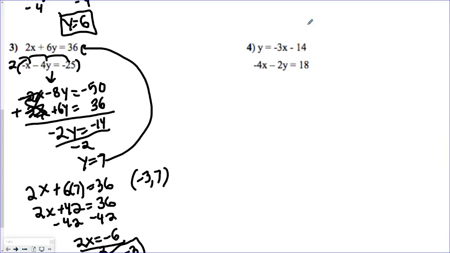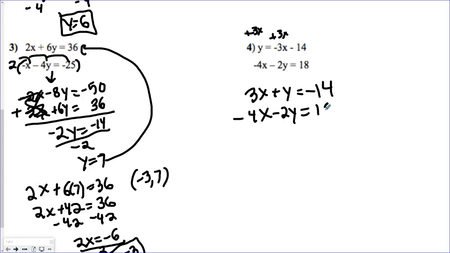Number 4, again, same way. This is not in standard form yet, so I'm going to add the 3x to both sides to get it into standard form. So I'm going to have 3x plus y equals negative 14. And notice I added the 3x because it was a negative 3x over here, so I add to move it. And then I have negative 4x minus 2y is equal to 18.